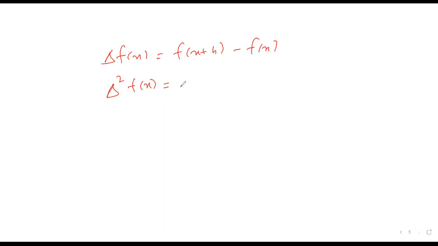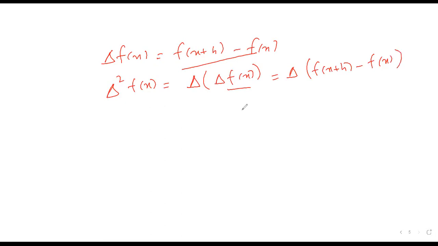As I told you in our last lecture, I can take delta inside, like delta times delta f(x). For this one, I can substitute. Just write down whatever I'm writing. So this is equal to delta f(x plus h) minus delta f(x). So you have to know the second difference can be found from the first difference.